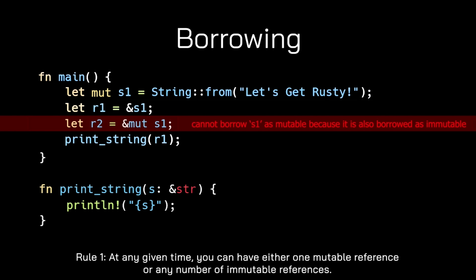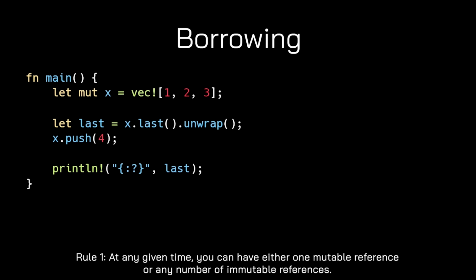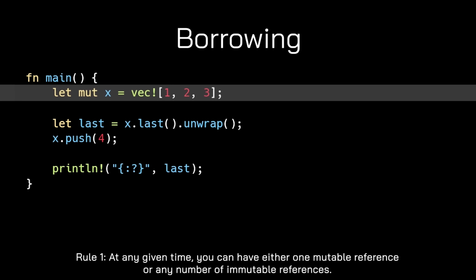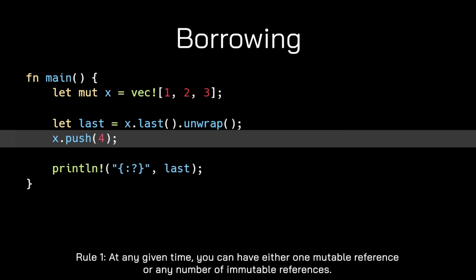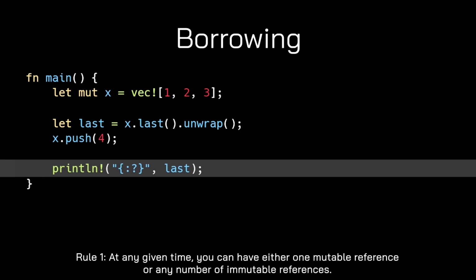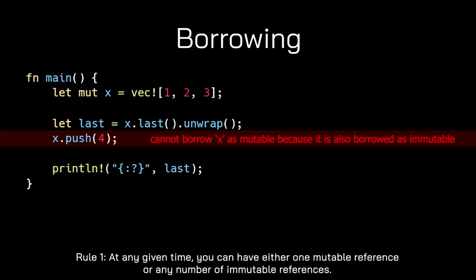This may seem like a strange limitation, but it ensures that if the value is being mutated, no other part of the code can be reading or modifying it at the same time. To illustrate why this could be a problem, let's look at a more realistic example. Here we have a variable called x which stores a vector of numbers. We then save the last element in the vector, push a new element onto the vector, and finally print the saved last element. This code will not compile due to Rust borrowing rules.